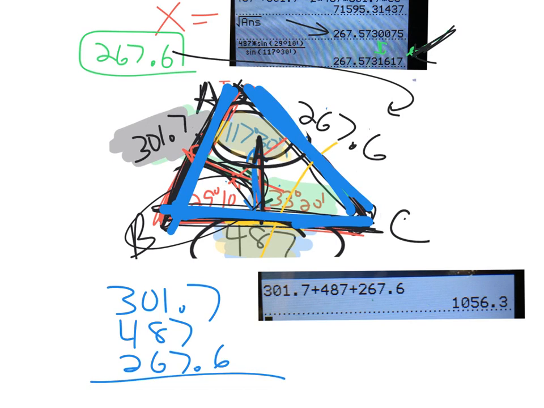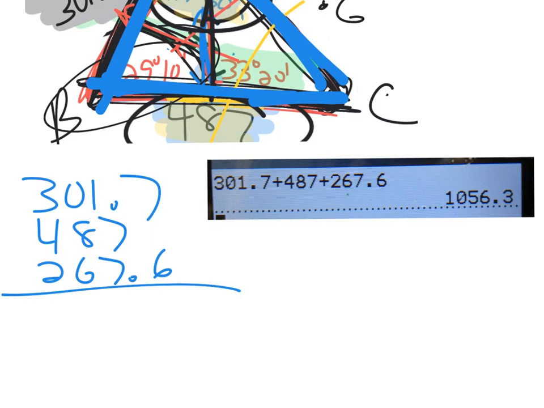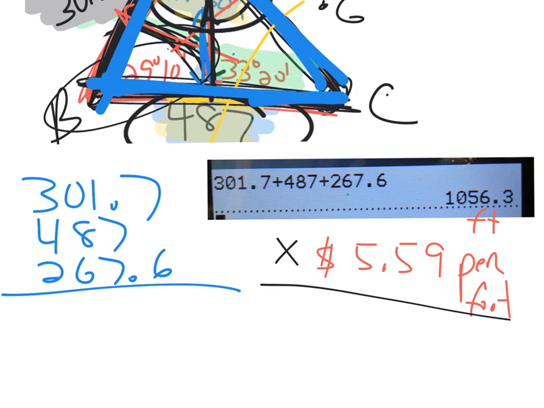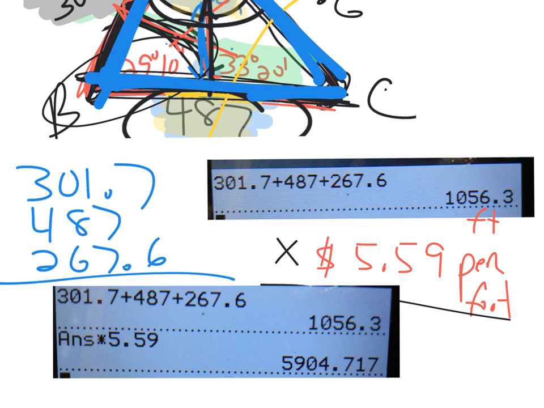So here the perimeter turns out to be 1056.3. And now the question said fencing costs $5.59 per foot. Well, the perimeter is 1056.3 feet. So now I'm going to multiply that perimeter by 5.59. So here to put fencing around the entire lot, it's going to cost $5,904.72, and cents is 2 decimal places, 72 cents. So here's our answer to the question.